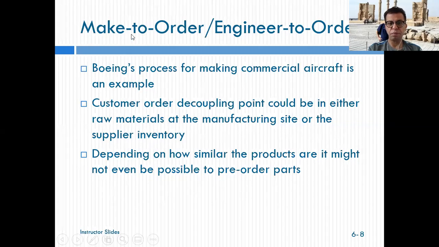The other type, as we said in the video, and also here, is make to order or engineer to order. For example, Boeing's process for making commercial aircraft is a good example. First, the customer makes an order, and sometimes it takes over 10 years to deliver an airplane, because you have to first order and then they make it.